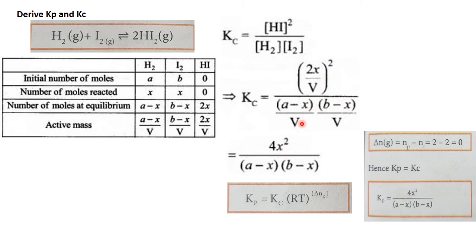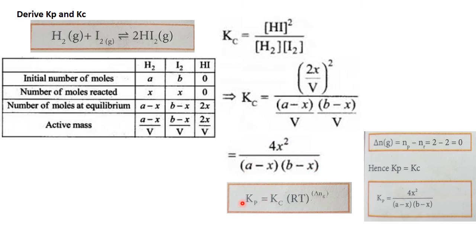Then (A minus x by V) into (B minus x by V) means (A minus x) into (B minus x) into V square. So this V square and this V square will cancel. What is the term? Kc is equal to 4x square divided by (A minus x) into (B minus x). Okay, so this is the Kc value.